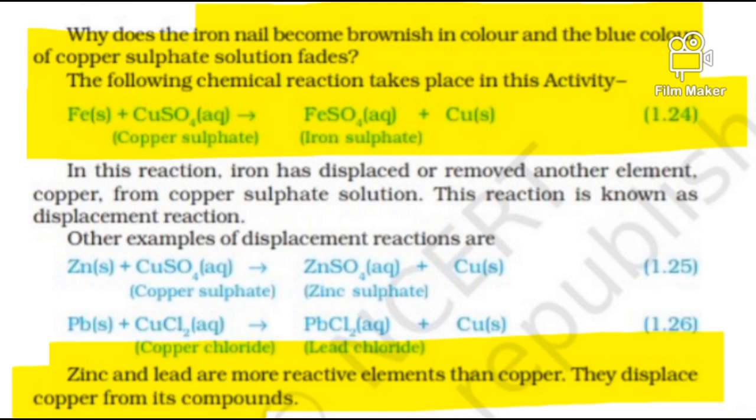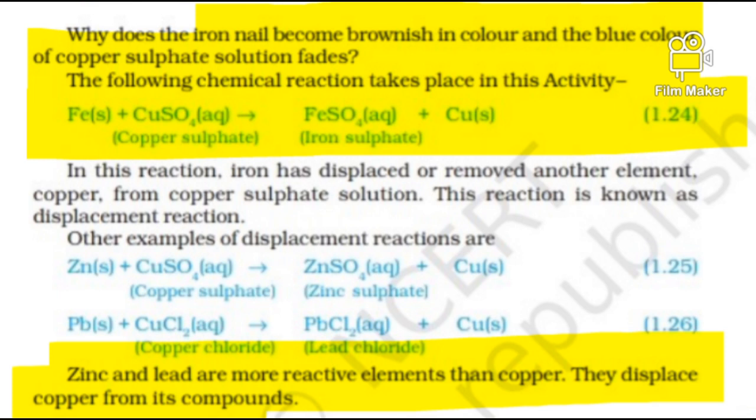This reaction can be written as iron, which was taken in solid form, the iron nail was solid, and CuSO4, copper sulfate, was in aqueous form because copper sulfate was dissolved in water. After some time it was observed that the color was changed. If the color was changed, that means some reaction has taken place. So ferrous sulfate has been formed and copper was displaced. Copper was removed from its position and the iron has taken its position.